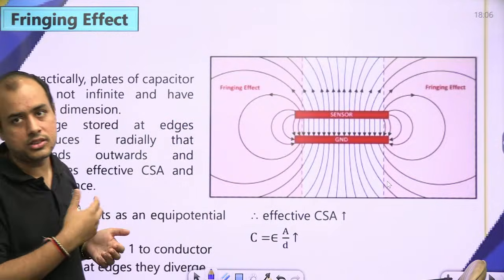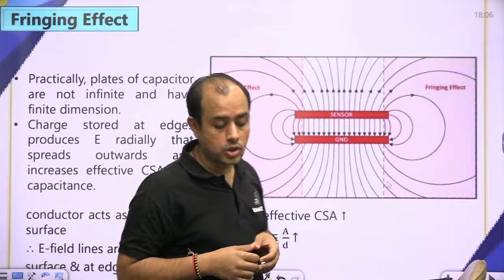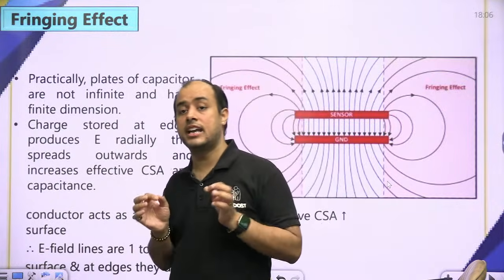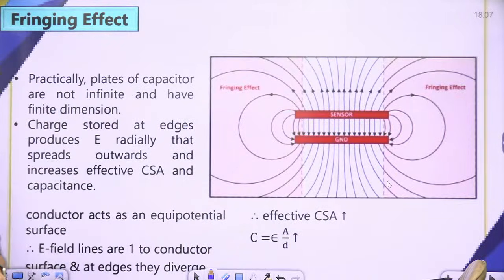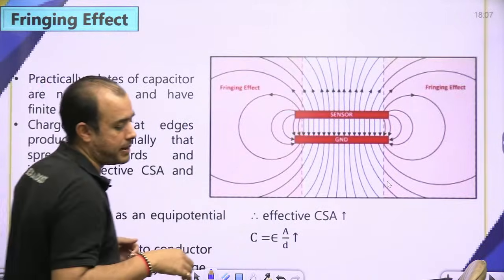a plate is known as the fringing. So this basically increases the effective cross section area and it increases the capacitance of the plate, parallel plate capacitor.